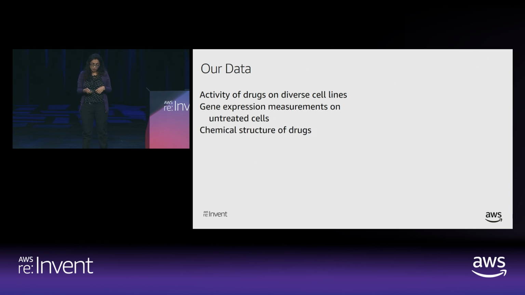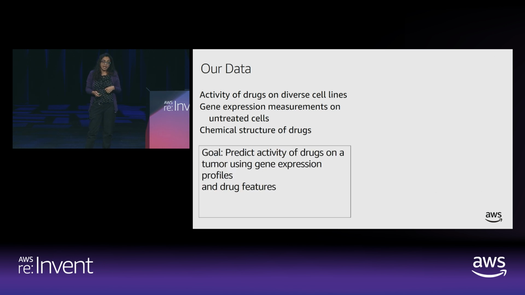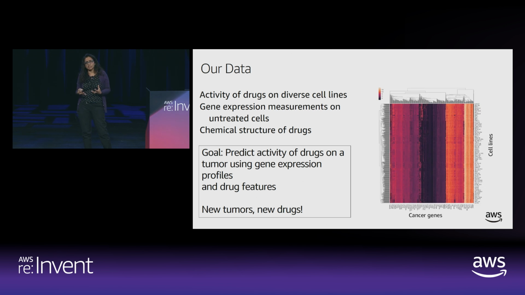We also have the chemical structure of the drugs or compounds. And our goal is to predict the activity of drugs on a tumor or cell line using these gene expression profiles that represent state, along with drug features. Of course, what we'd really like to do is to be able to do this for new tumors, new cancers, and of course, for new drugs, so we can help guide drug development. So this turns out to be a really hard problem, as you might expect.